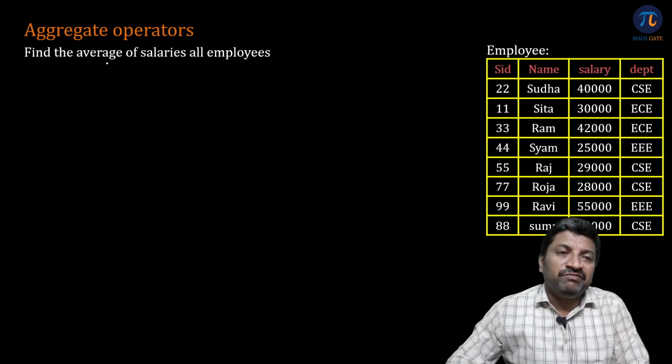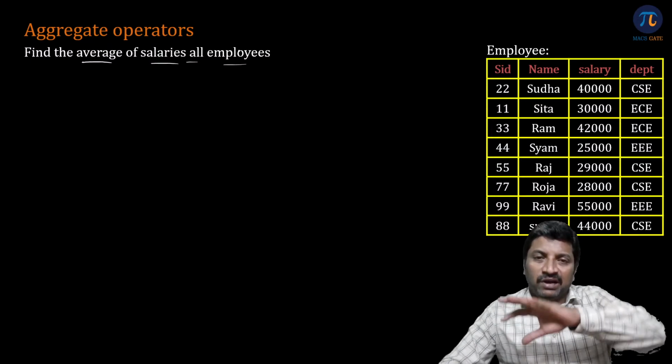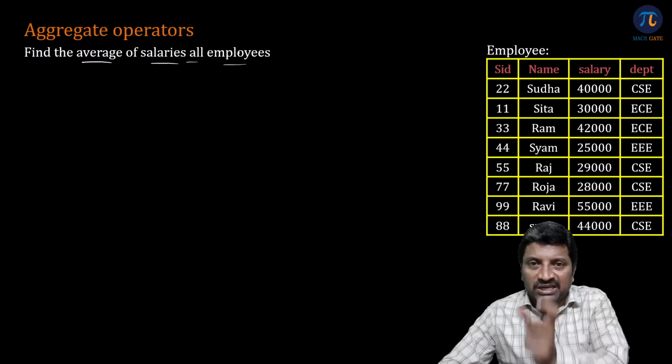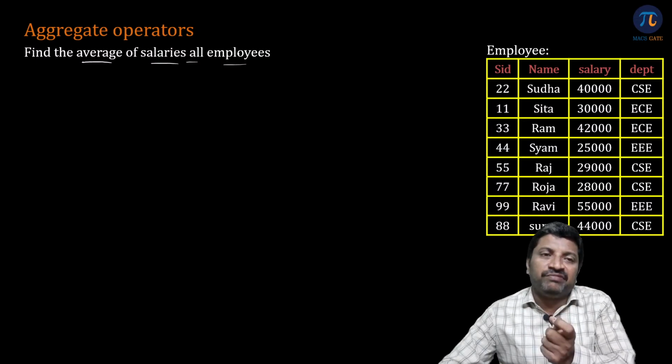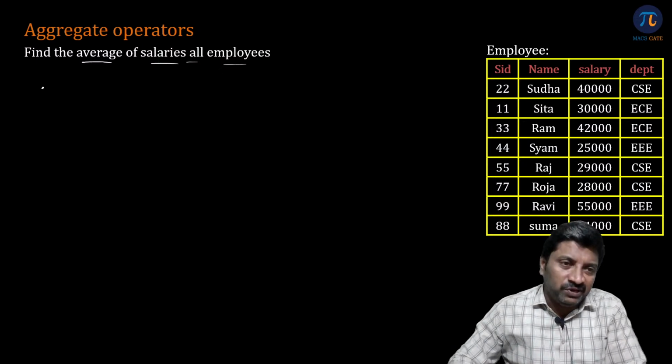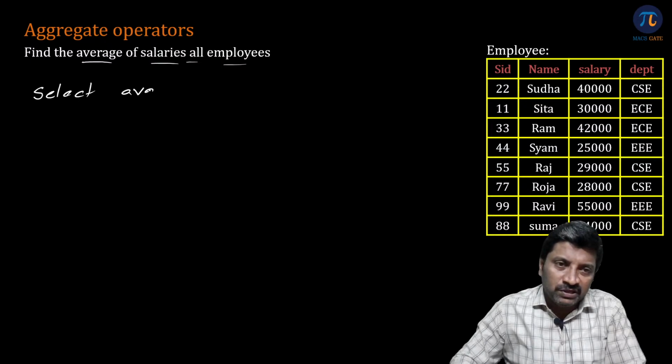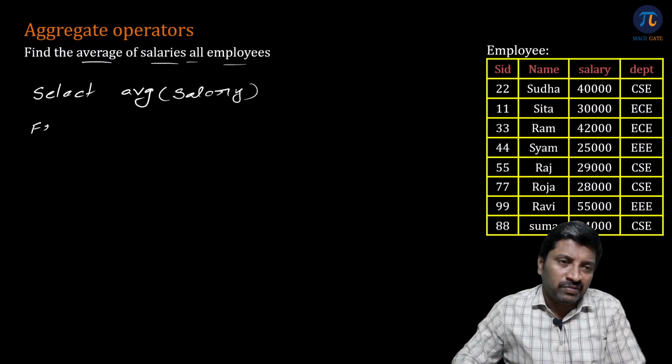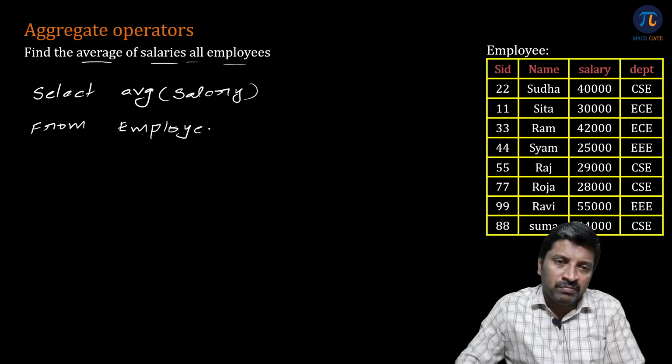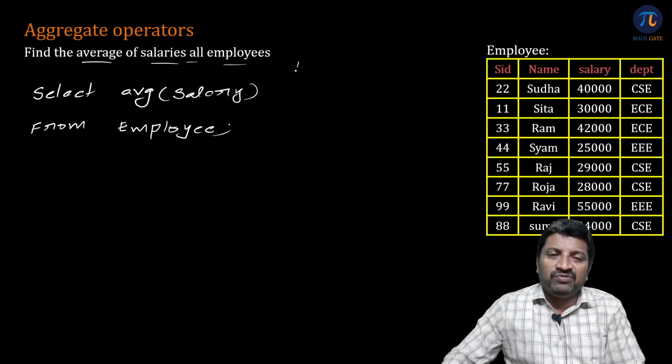The next one, find the average of salaries of all the employees. So I need to consider all the employees as a single group. For that group, I need to find the average. So simply we need to write select average of which column you want, sir? Salary from employee. So it will display like this.